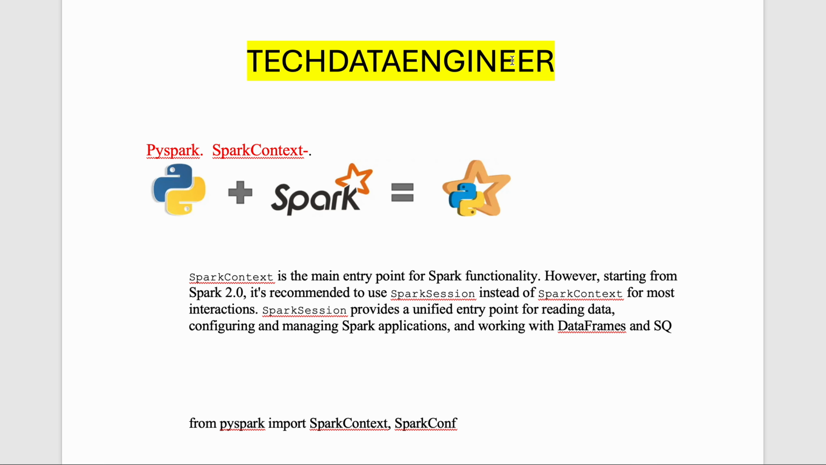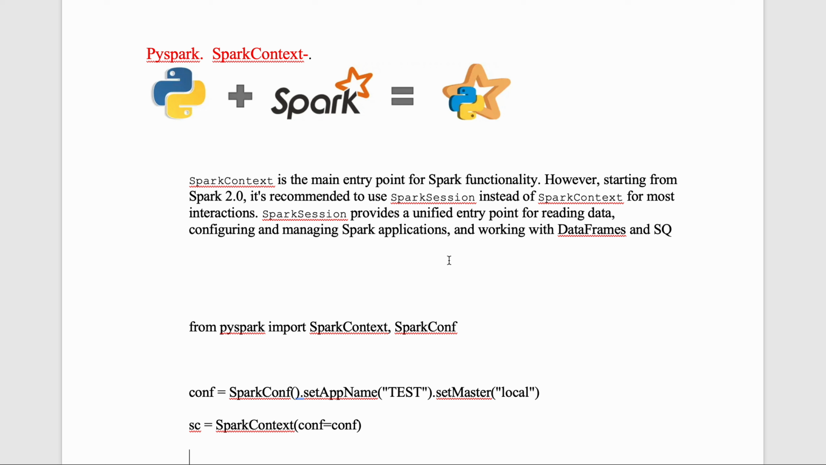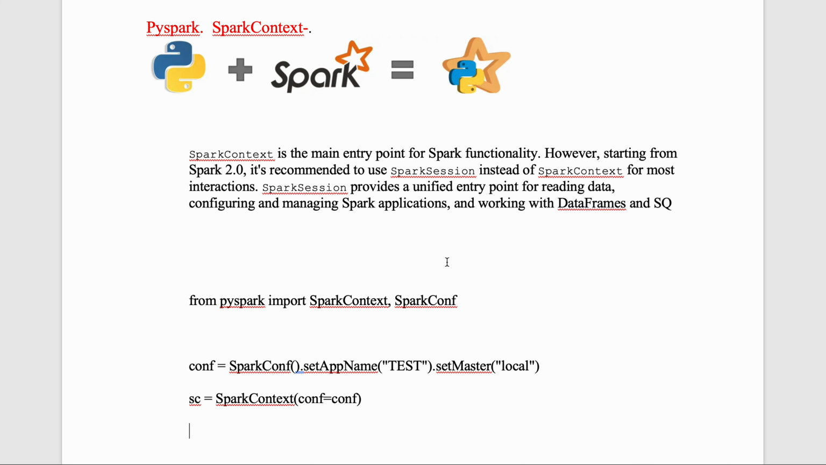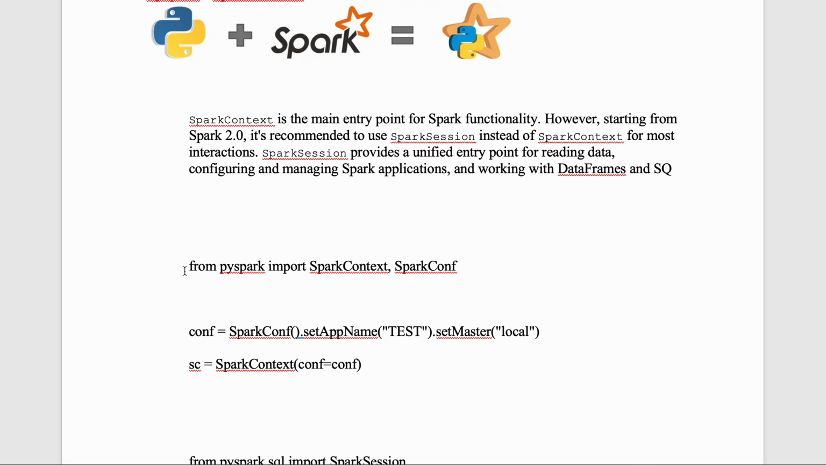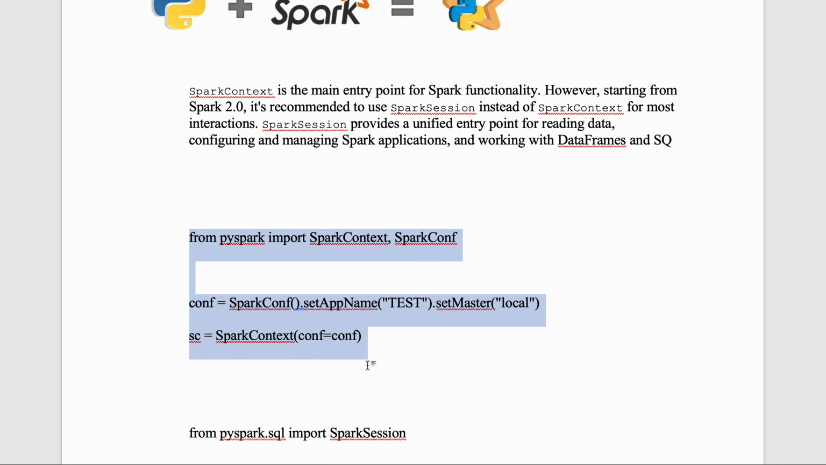So how are we creating a Spark context? First we will see. From PySpark we have to import SparkContext and SparkConf. Then we do the configuration, like SparkConf app name, where we pass your name, and set master, whether you are running local or any other resource manager like Kubernetes. Whatever configuration you have to set, you can set it. So this is the way to create your Spark context in the earlier version.